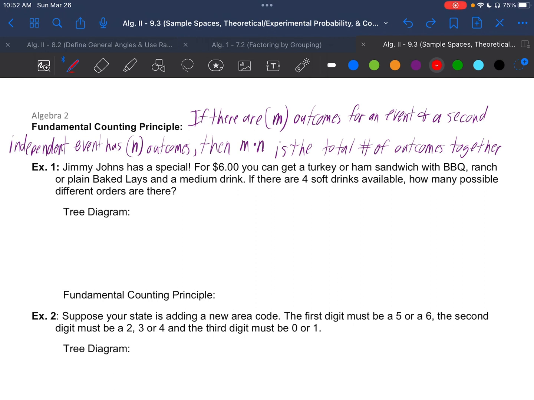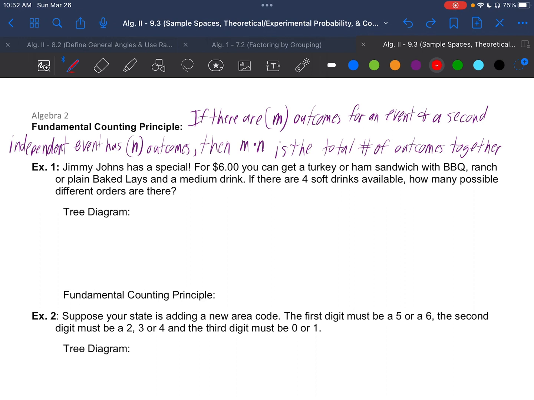So let's say Jimmy John's has a special. For $6, you can get a turkey or ham sandwich with barbecue, ranch, or plain baked Lay's, and a medium drink. So now there's 4 soft drinks available, and we want to know how many possible different orders there are.